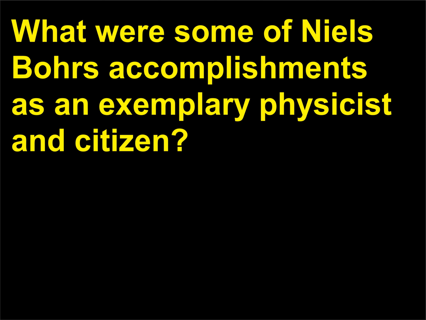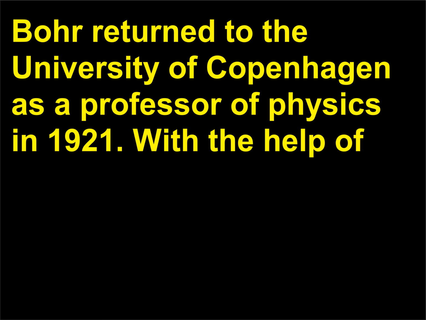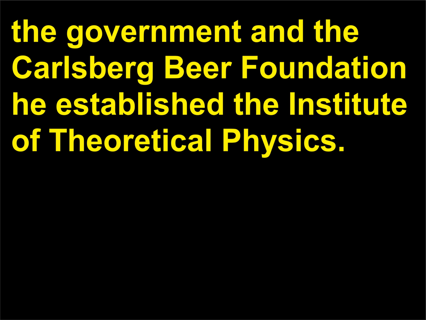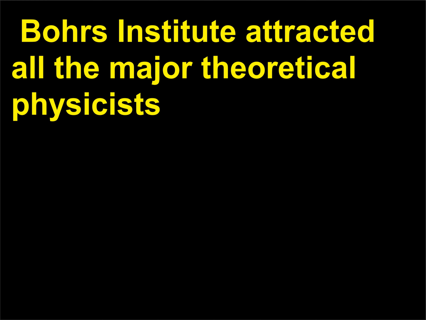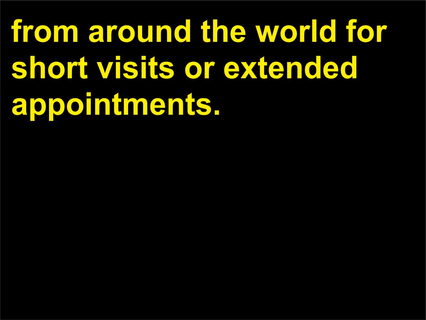What were some of Niels Bohr's accomplishments as an exemplary physicist and citizen? Bohr returned to the University of Copenhagen as a professor of physics in 1921. With the help of the government and the Carlsberg Beer Foundation, he established the Institute of Theoretical Physics. Bohr's institute attracted all the major theoretical physicists from around the world for short visits or extended appointments.